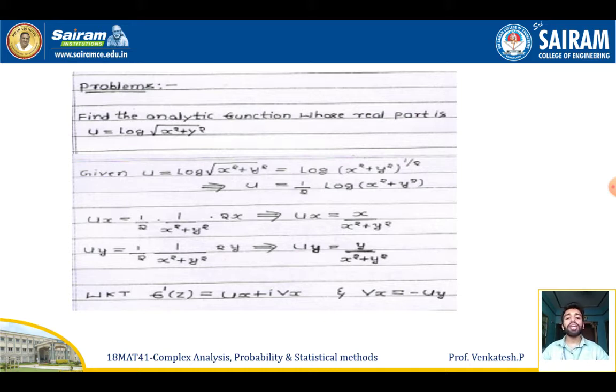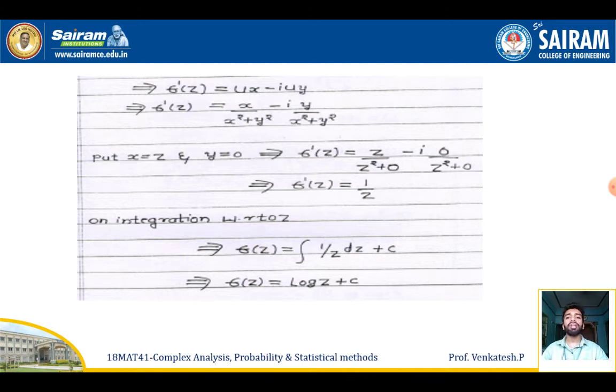So we know that f dash of z is equal to ux plus ivx, and I am going to change this vx in terms of uy. Since I have only the ux and uy values here, I will use vx is equal to minus uy. After replacing this, I will get f dash of z is equal to ux minus iuy. So f dash of z is equal to x by (x square plus y square) minus i into y by (x square plus y square).